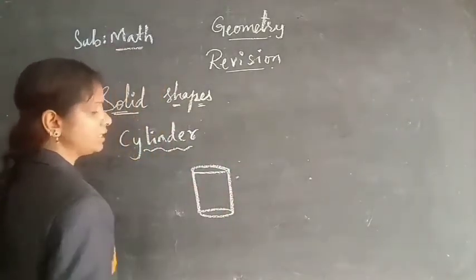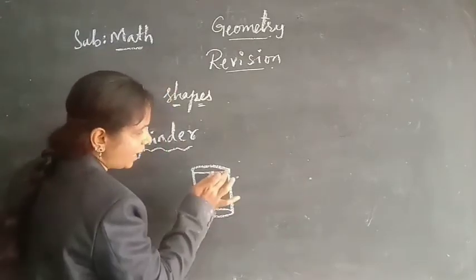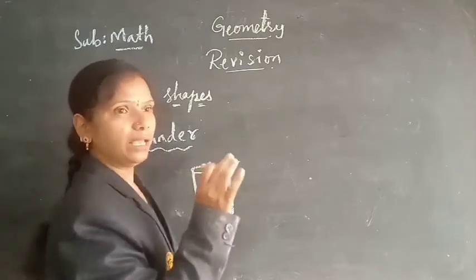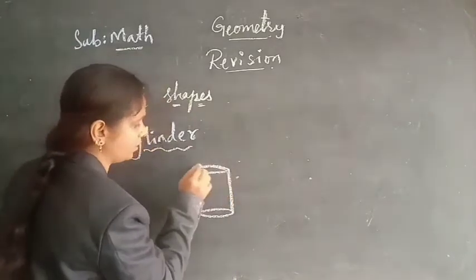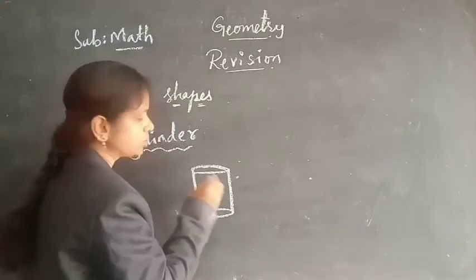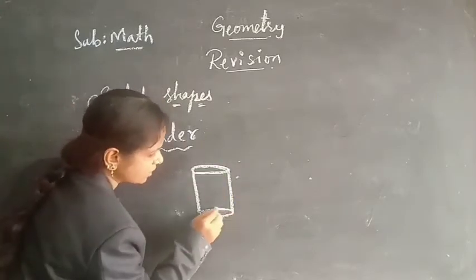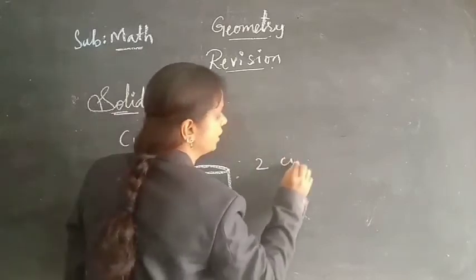Now let's count the vertices for it. At the top, in the figure, it looks like vertices, but in the real cylinder shape it will be a curved edge, children. So here we have curved edge 1, and down also we have curved edge 2. Means it has 2 curved edges.